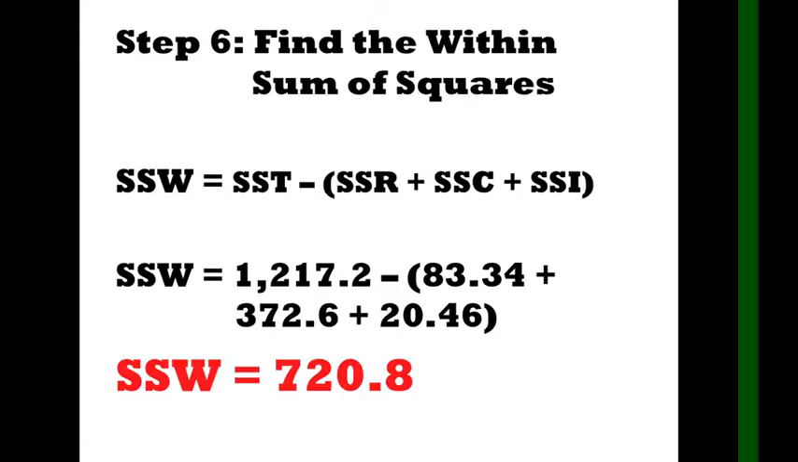Find the within sum of square. For the within sum of square, we have SST minus quantity SSR plus SSC plus SSI. So our computed SST is 1217.2. For the computed SSR, 83.24. For the computed SSC, 372.6. And for the computed SSI, 20.46. Just add first what's in the parentheses and then subtract it from 1217.2 and you will get 720.8 for the value of the SSW or the within sum of square or sum of squares within.